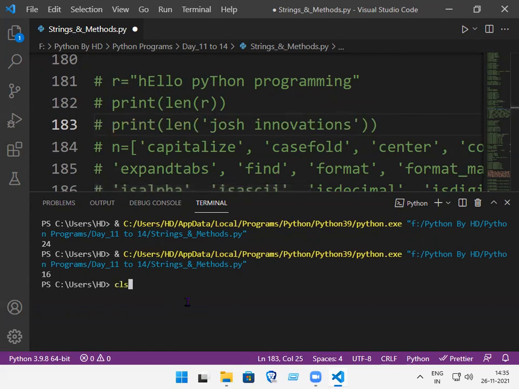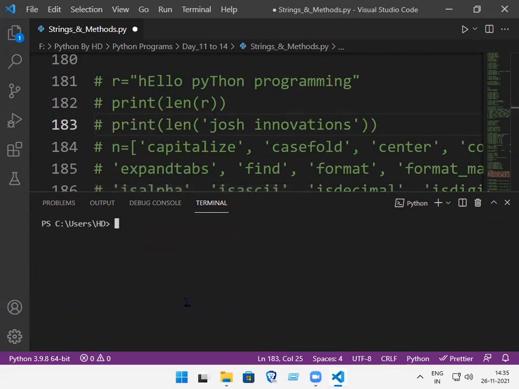In the string methods, what we have seen so far: capitalize, casefold, upper, lower, title, isspace, then center, index, rindex. But totally how many are there? 47. How to find? I'll tell you.